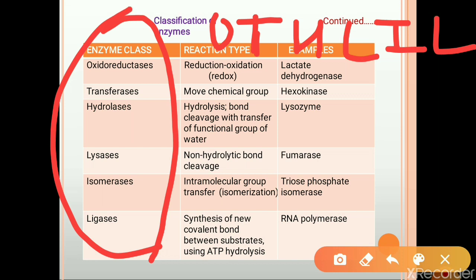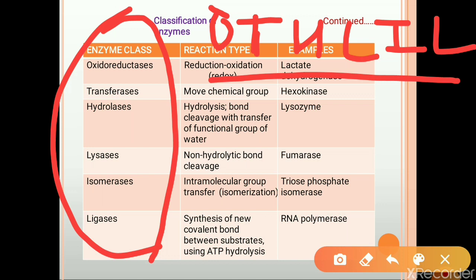Okay, so shortly you can recognize from this name the whole classification of enzymes. Here we first study oxidoreductase. The second one is transferase. Transferase moves a chemical group. Example: hexokinase helps to move the chemical group. Here ATP has a phosphate group which is moved from ATP to glucose, and glucose is converted into glucose 6 phosphate with the help of this enzyme called hexokinase.